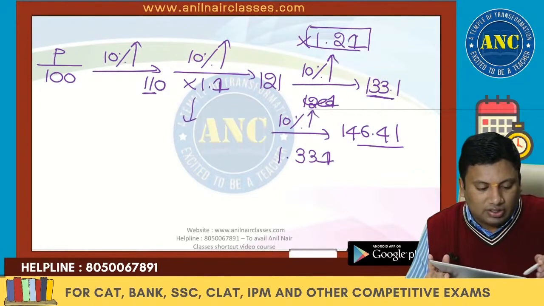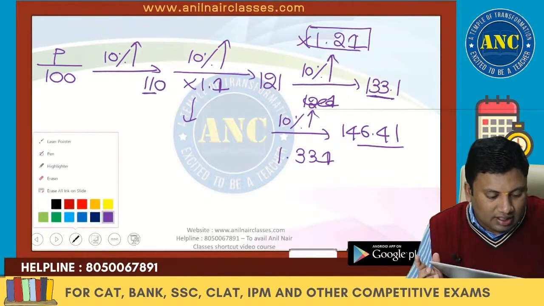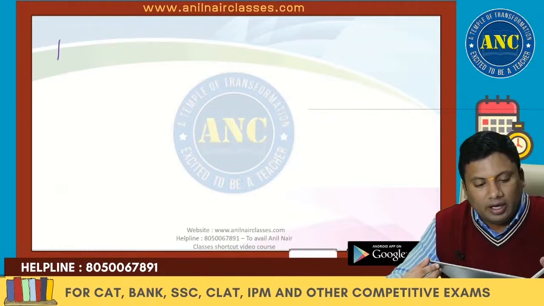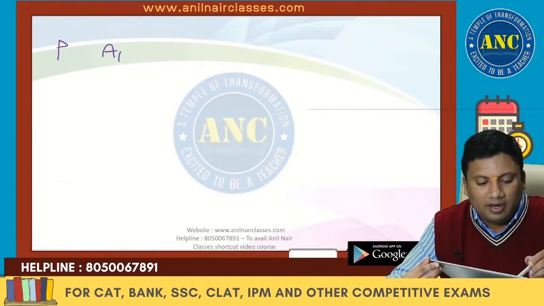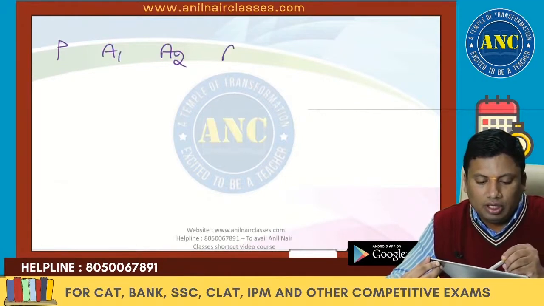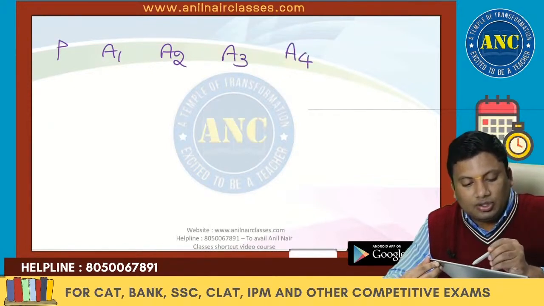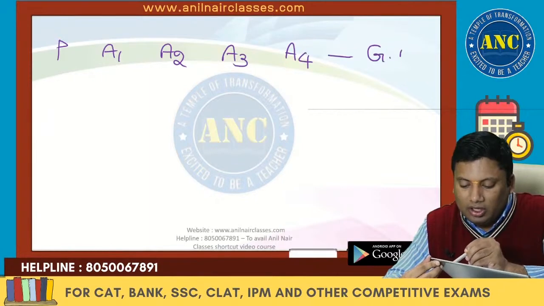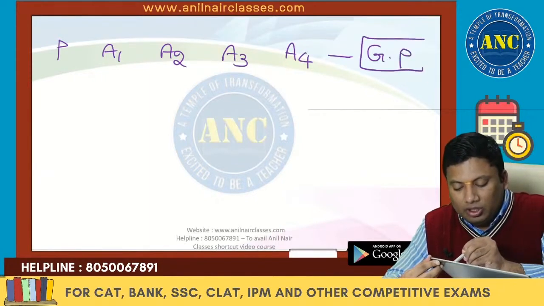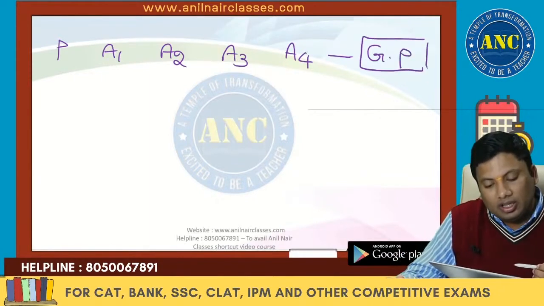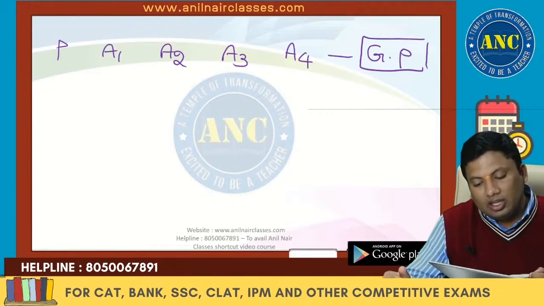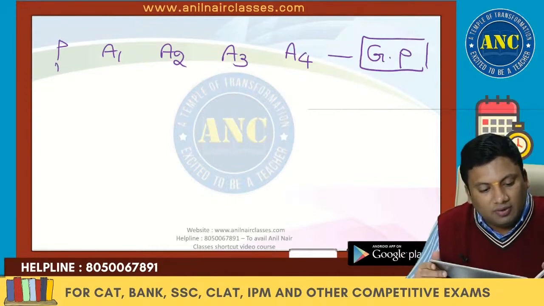I will tell it like this so that it will be easy for you. Principal, A1, A2, A3, A4, and so on, they are all in geometric progression: the amount at the end of the first year, the amount at the end of the second year, the amount at the end of the third year. Why it is, we will see.